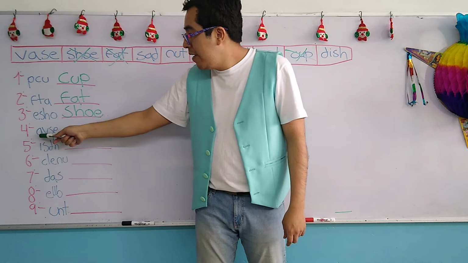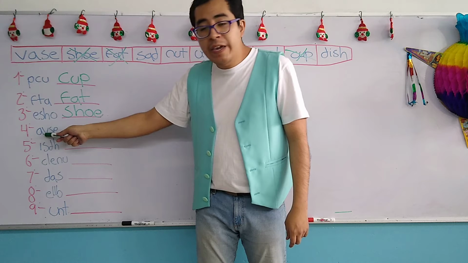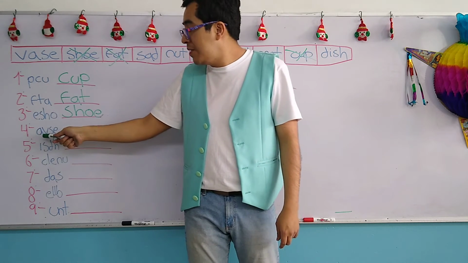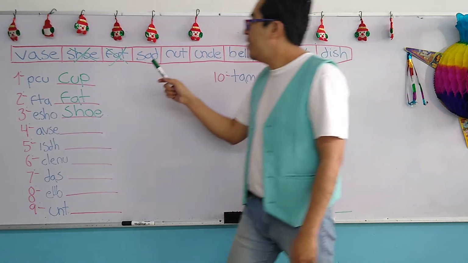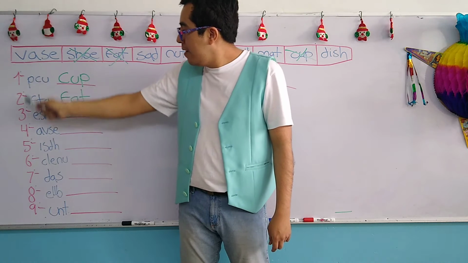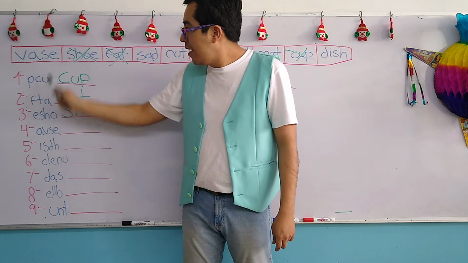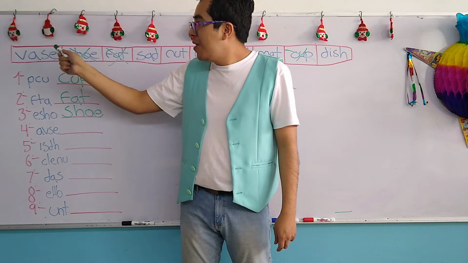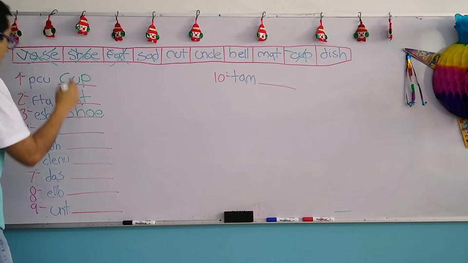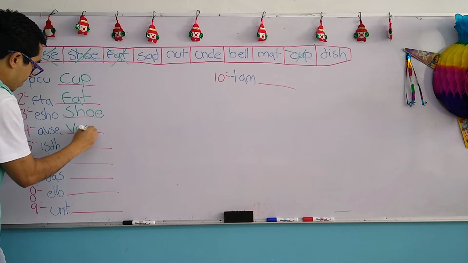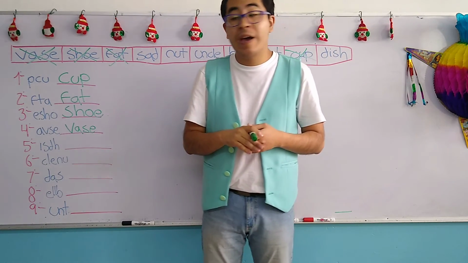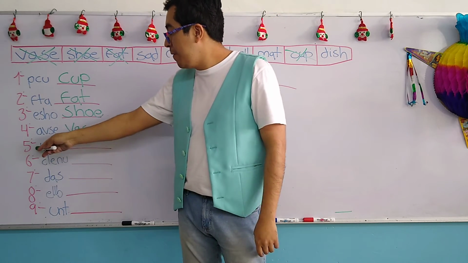The number 4 is A, V, S, and E. Let's look for a word that contains letter V. Letter V. Look at this. We have a letter V, a letter A, a letter S, and a letter E. So, the correct word, the word in order, is vase. Remember, the vase is the object in which we put all of the flowers. Un jarrón. Let's continue with the 5th word.